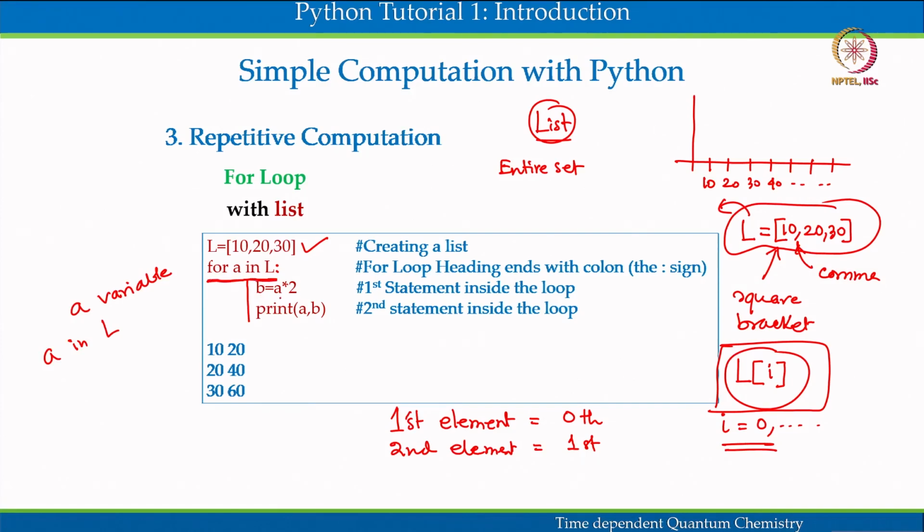So b equals a multiplied by 2. In the first iteration, a will be taken to be 10. In the second iteration, a will be taken to be 20, and third iteration, a will be taken to be 30. After that, there is no element. That's why the for loop will end. So what is going on in the for loop? It's actually picking up one by one element from the list.